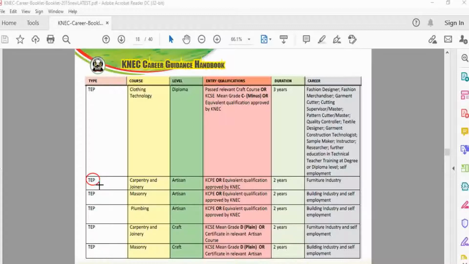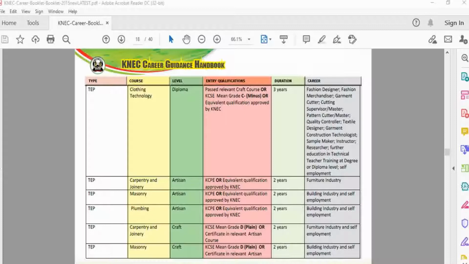If you have been watching my videos, I've differentiated between the TEP program and the modular program. And we said modular programs are programs whereby you will sit for a national examination after the end of every academic year. Then there is plumbing, which also has similar requirements.